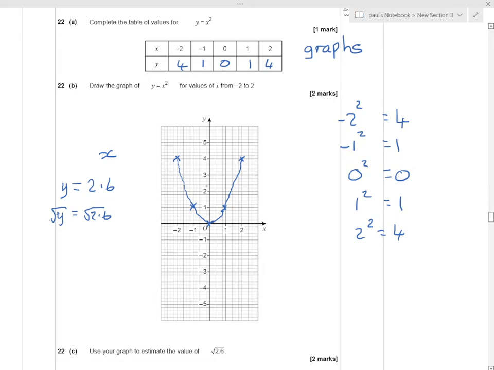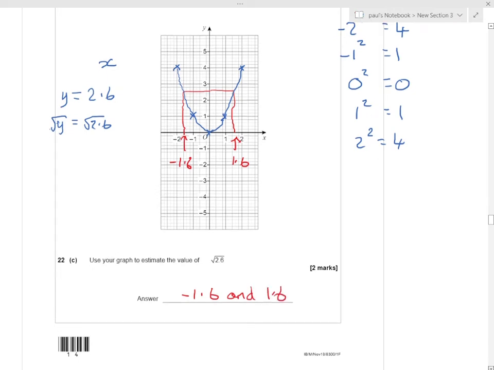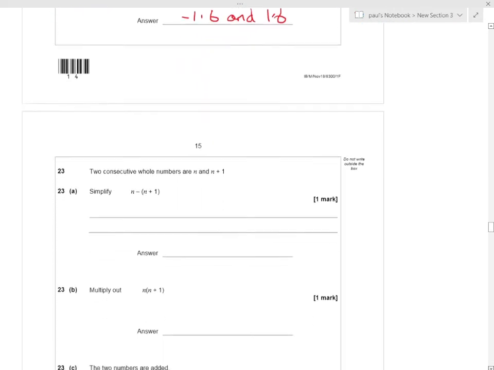So 2.6, so come up here to 2.6 there, and go down there, and across there, and go down somewhere there. So these are the numbers we're looking for on the x. So this is going to be more or less, I don't know, minus 1.6 and 1.6. Tricky one with graphs.